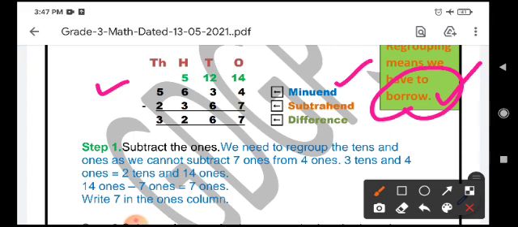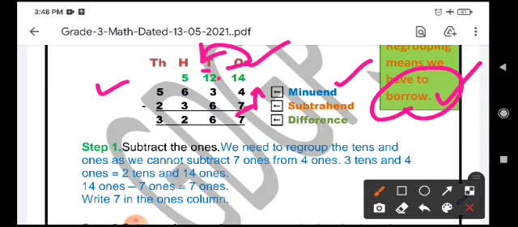Now, first, what to do? We have to subtract the ones. I have to subtract 7 from 4. 4 is less than 7, so I can't do it. This is impossible. I am having more on the floor. So what I will do, I will go to the next door and get 10 more. I have to regroup the tens and ones, as we can't subtract 7 ones from 4 ones.